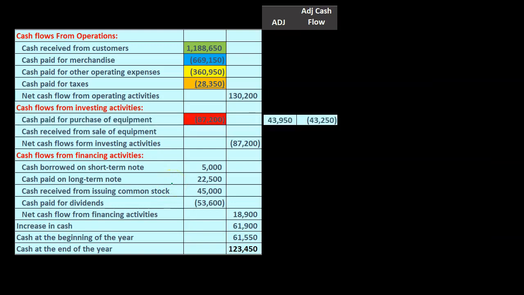Then if we do that to our worksheet, we're going to say that the cash paid for equipment was 87,200. The 43,950 brings it to 43,250. Then the cash received from the sale of equipment was 26,050. And then the cash paid for long-term note was 22,500. It looked like a receiving, so we reversed it down to 47. So now this description is accurate. Now it's cash paid, not received as it looked here.